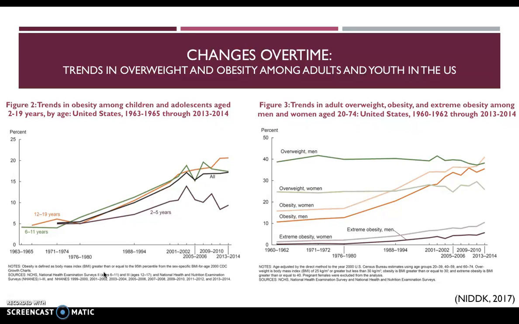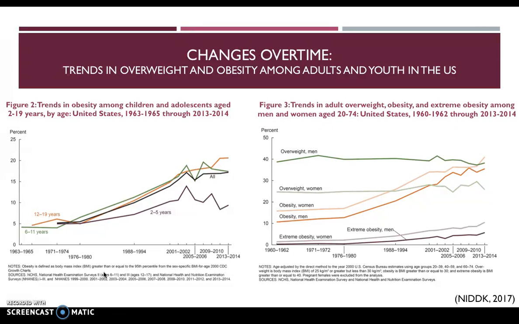These 2 figures show trends in overweight and obesity among adults and youth in the U.S. The figure on the left shows obesity trends among children and adults from the 1960s to 2014. As you can see, there's been a significant climb in obesity in children and adolescents in those years. The figure on the right shows obesity trends among adults from the 1960s to 2014.